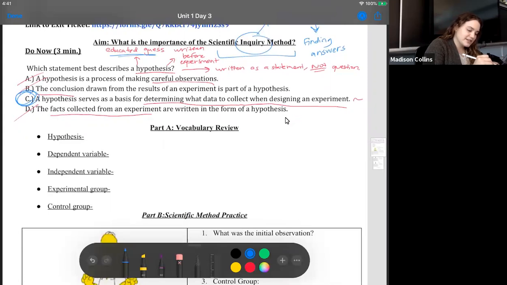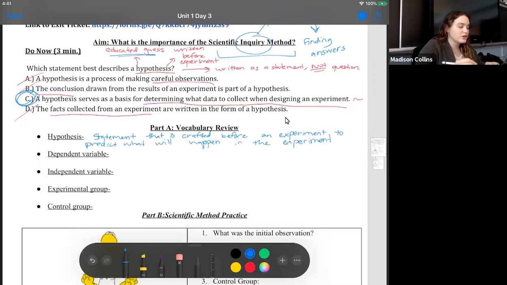But I want you guys to write down that it is the statement that is crafted before an experiment to predict what will happen in the experiment. Right? So this is a statement you are crafting where you predict what will happen in that experiment.